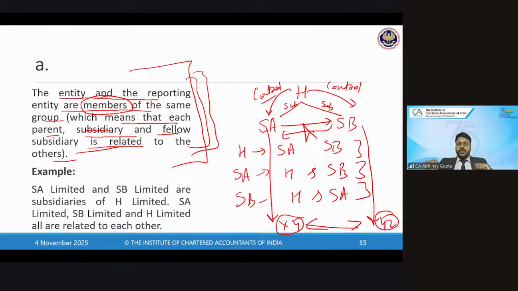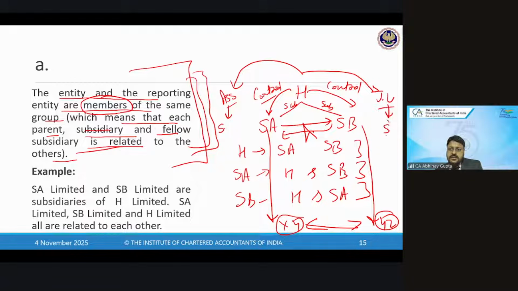Okay. Now, the question comes: suppose in this group there is an associate as well, or a JV as well. Possible, not possible? Yes, sir, possible. Then it is possible that an associate has a subsidiary, and a JV has a subsidiary. Right now, what to do about these subsidiaries? There are more clauses. Once we are done with all the clauses, we will be sorted.